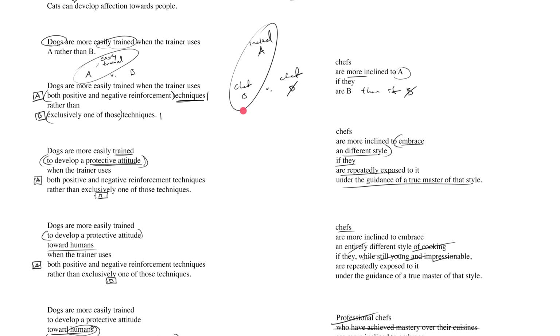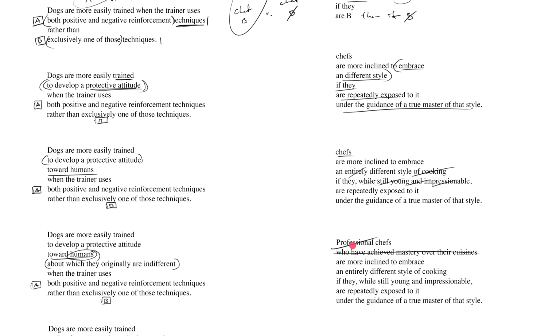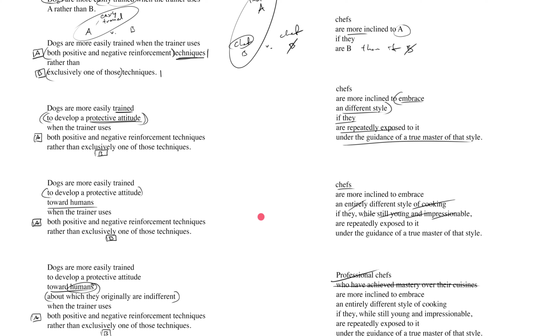So as you see, there's more detail in the comparison. Over here, we have under the guidance of a true master. Here we have not under the guidance of a true master. Here we have repeatedly; here we have not repeatedly. And in this version, we also have while they're young and impressionable, where implicitly it's they're old and set in their ways already. And then finally, the last bit, probably the easiest to add back in, is the description of what kind of chefs we're talking about, versus the kind of treatment or experience they're undergoing. Here we're talking not just about all chefs, but professional chefs who've already achieved mastery over their own cuisine.